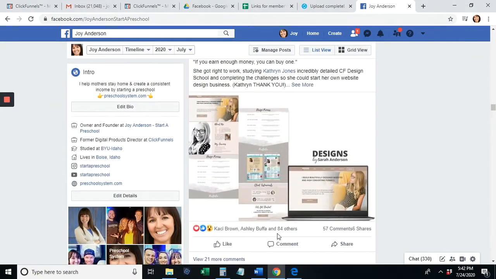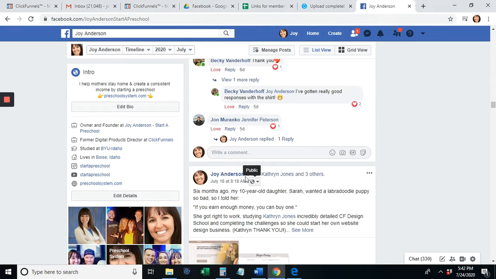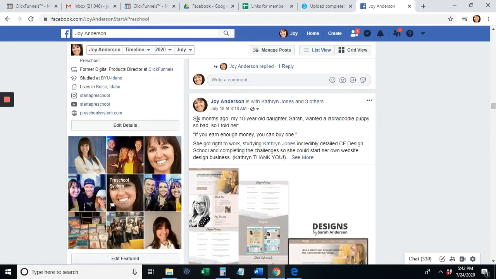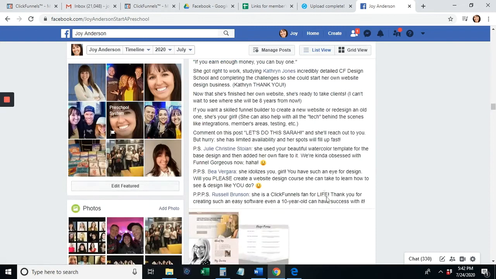This one, however, holy cow, 84, 57, 6 shares! So I tagged a couple people, and I was very intentional with my first sentence. I gave a story, and then I did a call to action at the end.